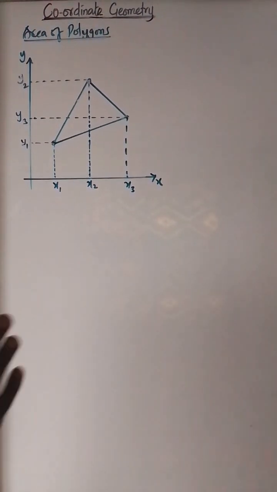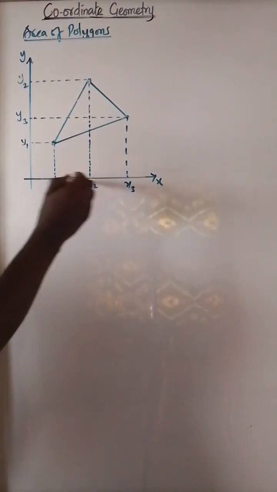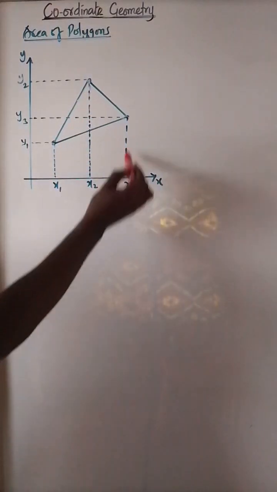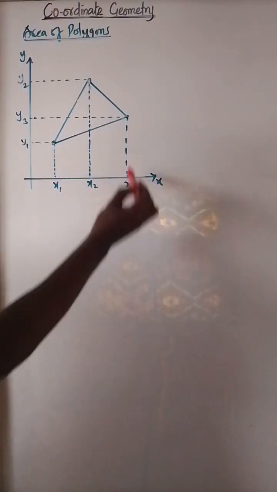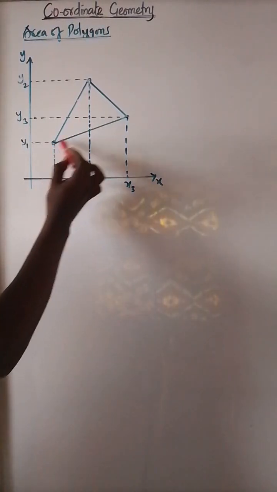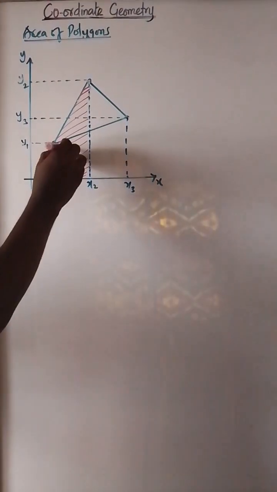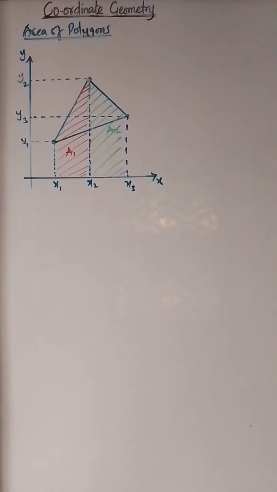If you look at this shape very well, follow this path. This is a trapezium. This is another trapezium. Then we have this trapezium here. Let's shade out all those trapeziums. Let the area of the trapezium be, let's call it A1. Then we have another trapezium here. Let the area be A2.